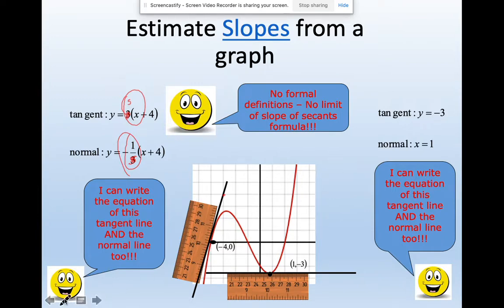Can I tell you how many smart calculus kids tell me that the normal line is undefined? No, it's not. It's right there. The normal line is not undefined. Its slope is numerically undefined, but the graph is there. And shocker, if the horizontal line is where y is always equal to negative 3, the normal line is where x is always 1. Sweet.